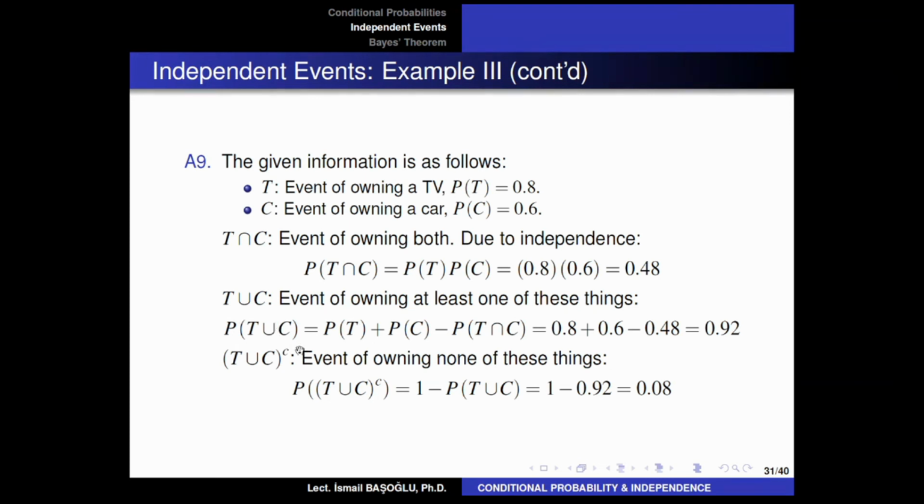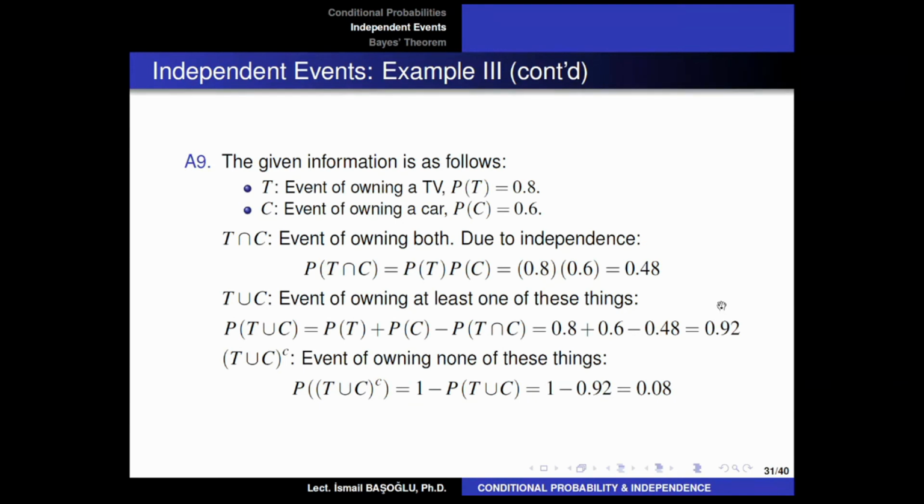And the probability of the union is what? The probability of the first event plus the probability of the second event, subtract the probability of the intersection event. All three are available as information in the question. We have calculated the intersection probability by using the independence assumption. And 0.8 plus 0.6 minus 0.48 is equal to 0.92. This is the probability of the union event, the event of owning at least one of these things. And the probability of owning none of these things is 1 minus 0.92, which is 0.08.